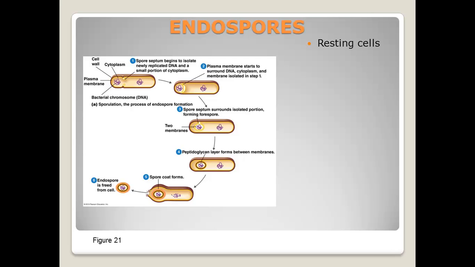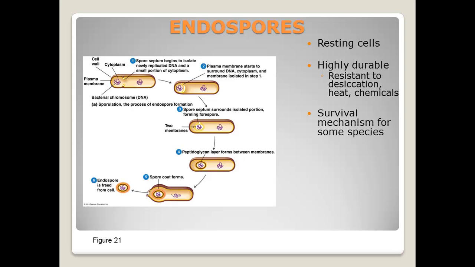Endospores are resting cells that are highly durable. They are resting structures that are non-growing, that can survive up to 100 years and are highly resistant to heat, desiccation, which is dehydration or drying, acids, bases, certain disinfectants, and even radiation. So nothing will kill them unless you're using an autoclave. It is a survival mechanism for some species.